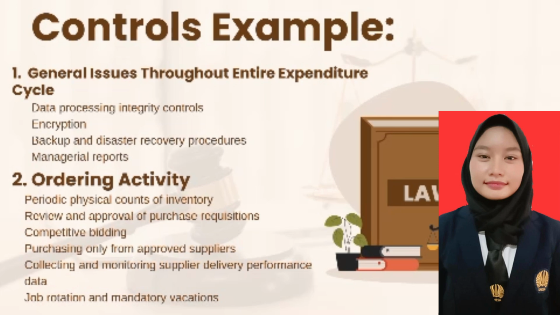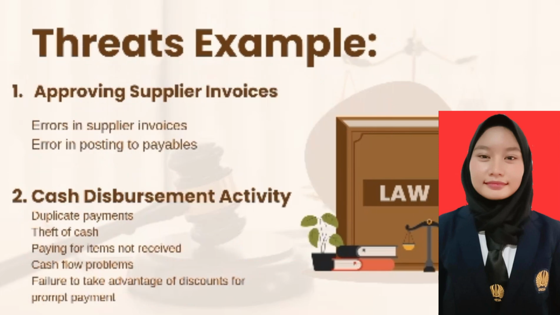For ordering activity: periodic physical count of inventory, review and approval of purchase requisitions, competitive bidding, purchasing only from approved suppliers, collecting and monitoring supplier delivery performance data, and job rotation and mandatory vacation. The third example, approving supplier invoices, has the threats of errors in the supplier invoice and errors in posting to payable.